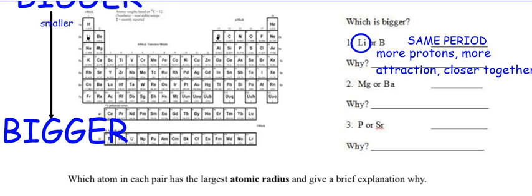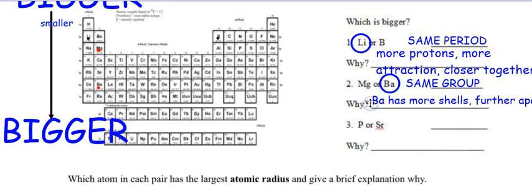So what about the relationship between magnesium and barium? Well, here's magnesium and here's barium over here. What's their relationship? They're in the same group, aren't they? So which one's going to be bigger, the magnesium or the barium? Hopefully you got barium. Why? Make sure you get this, all right? Barium has more shells, therefore the electrons are further apart from the nucleus, okay?